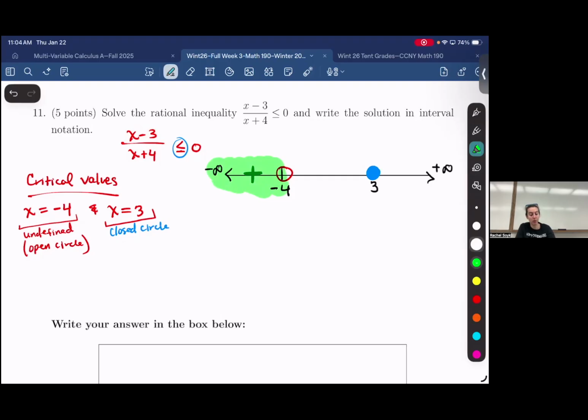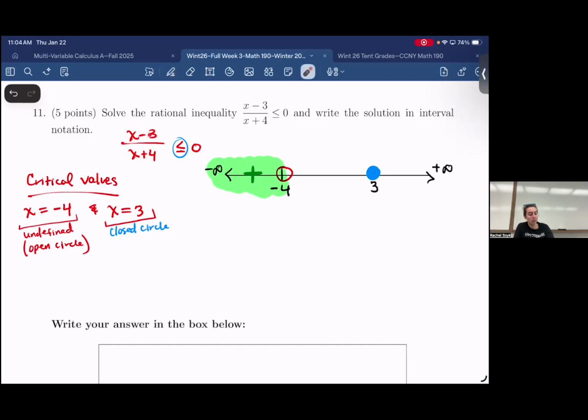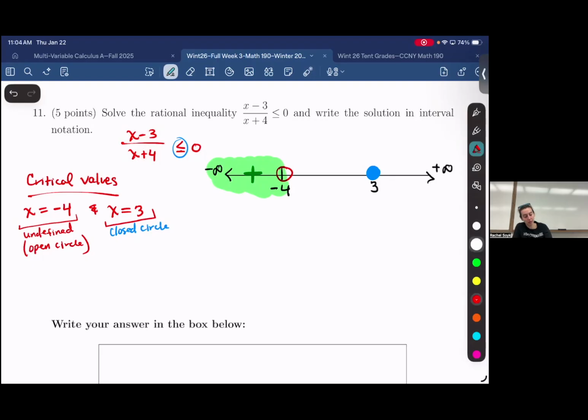Now, what's a value between -4 and 3? 0. 0 minus 3 is negative. 0 plus 4 is positive. A negative divided by a positive is a negative. Shade this area in red.